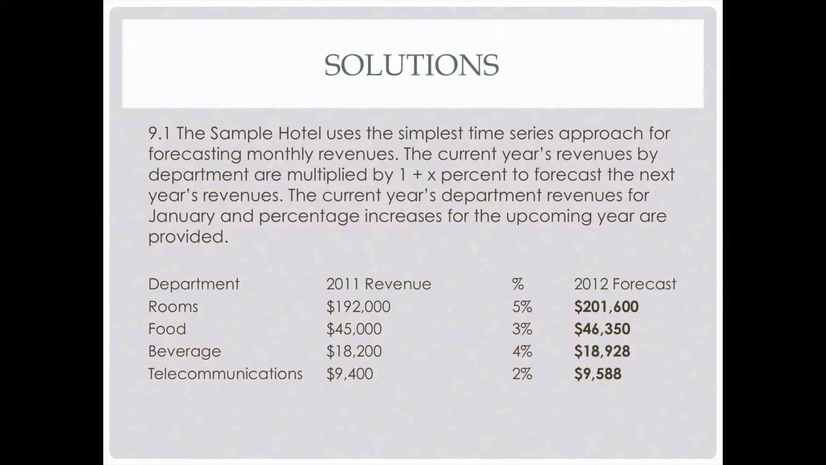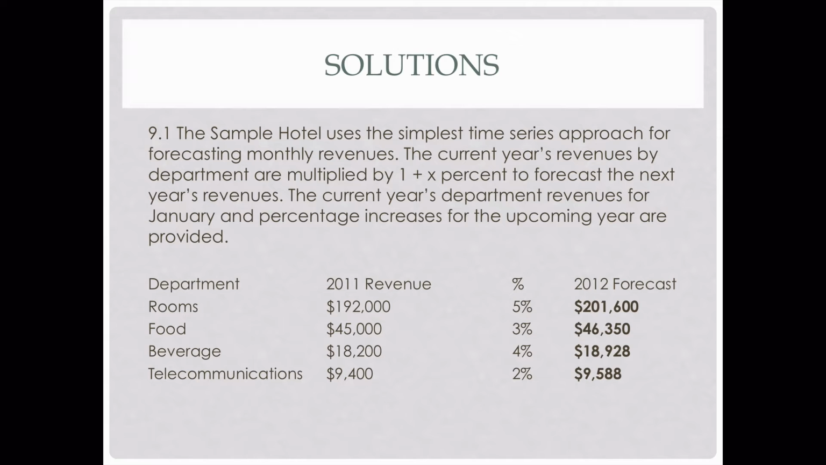You just needed to multiply the 2011 revenue by the percentage. So 192 times 1.05 is 201,600. For food, 45,000 times 1.03 is 46,350. For beverage, 18,200 times 1.04 is 18,928. And for telecommunications, 9,400 times 1.02 is 9,588.